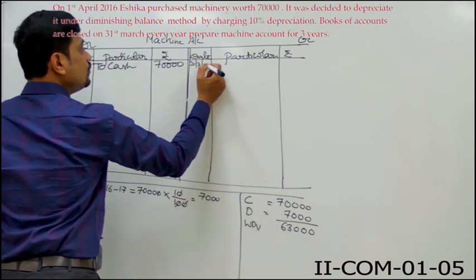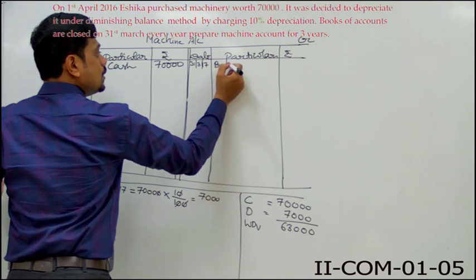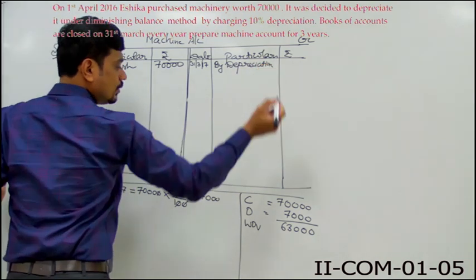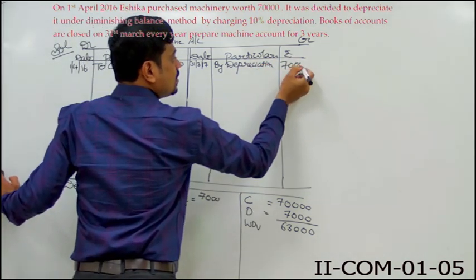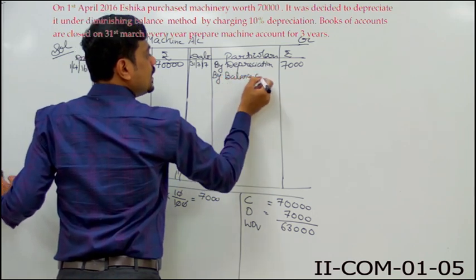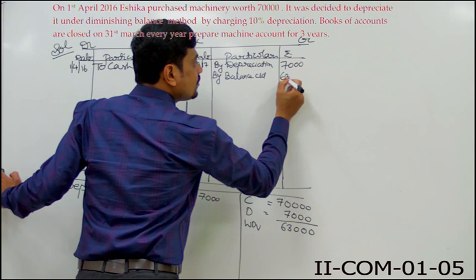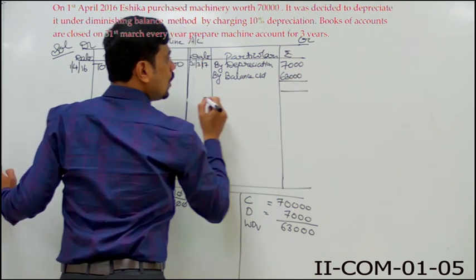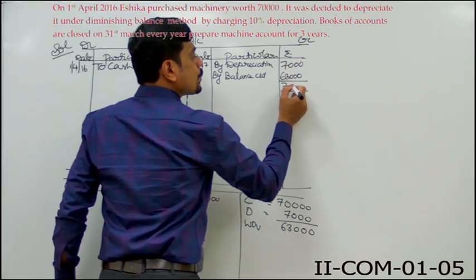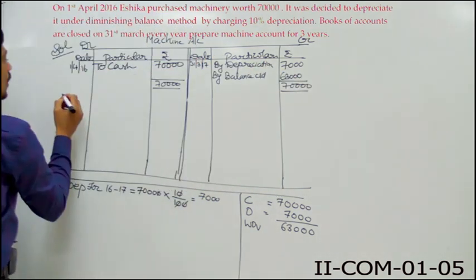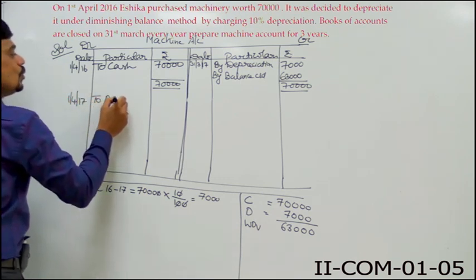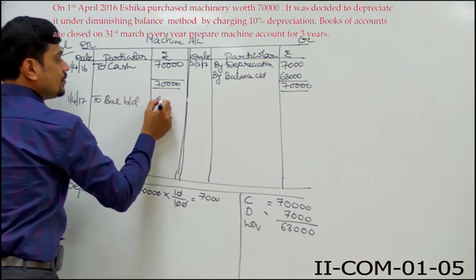31st March 2017, by depreciation. How much? 7,000. By balance carried down. That is the written down value worth 63,000. And the account is balanced with 70,000. So account is balanced with 70,000. Bring down the balance. 1st April 2017. To balance brought down 63,000.